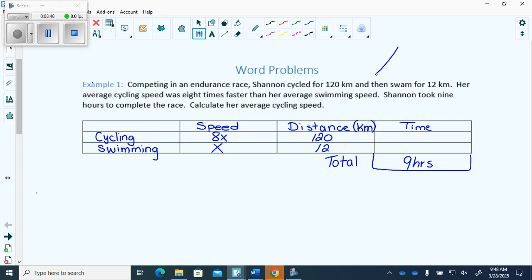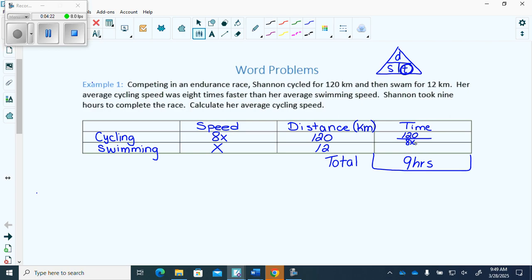So I know a lot of people don't like this triangle. I don't personally like it myself, but for this, I will use it anyways. So this goes alphabetical. D, S, T. Alphabetical from left to right. So if we want T, because that's the one that's empty, what is it? Distance divided by speed. So this time is 120 divided by 8x.